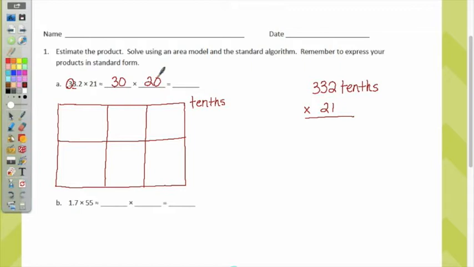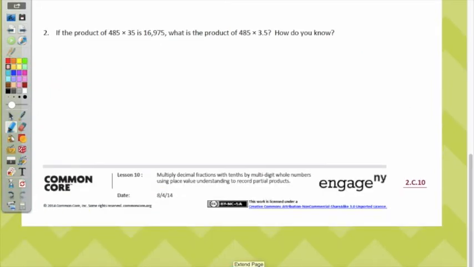No. Okay, so take a look at 332 tenths. How do I break that apart, Chloe? Something plus something plus something. 300 plus 30 plus 2. Good. And 21? 20 plus 1. And highlight, right? Okay, so all you have to do is finish the area model and the standard algorithm. Go ahead and look down at B now. We're going to skip down to B, and then I'll leave this up here for you to look at later.